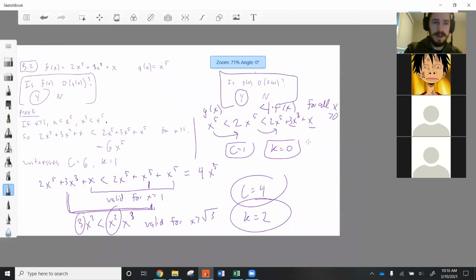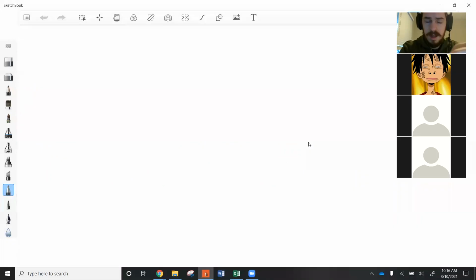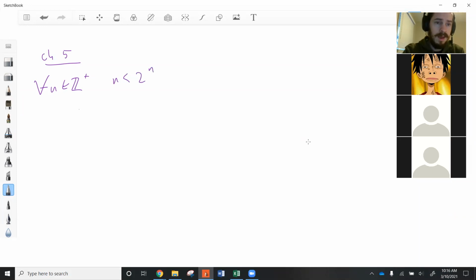Let's talk about the log thing. I'm not sure exactly I understood your question, but I do want to say about log that in chapter 5, when you get to that with Megan, you're going to prove using something called mathematical induction that for all positive integers n, n is strictly less than 2 to the n. And so what that means is that x is big O of 2 to the x.